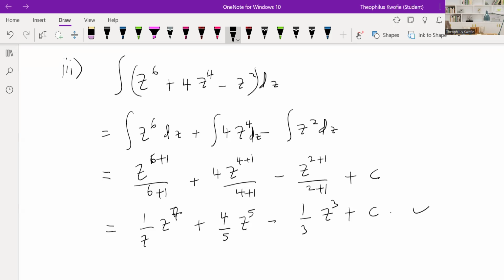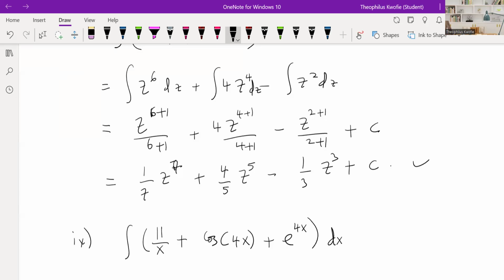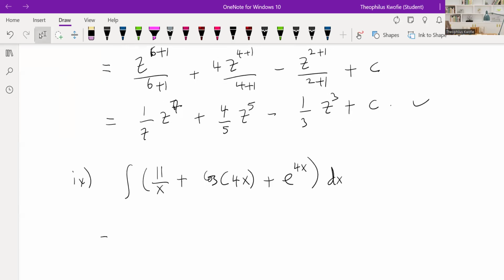Very important. And the last two examples that I want us to consider is if I give you the integral of 11 over x plus the cosine of 4x plus e to the power 4x. By the linearity principle, we distribute, and by distributing, we should have something beautiful as this.